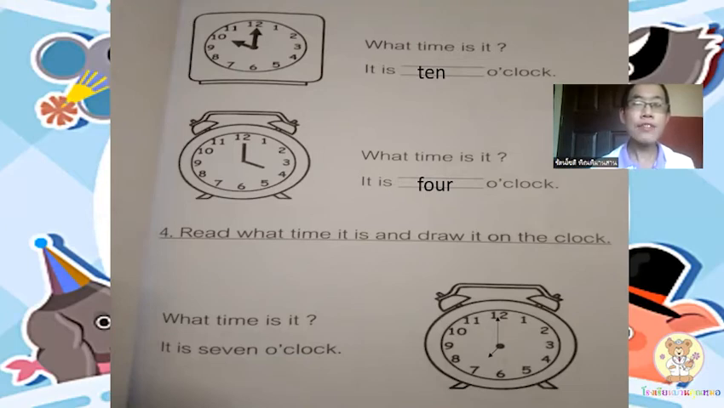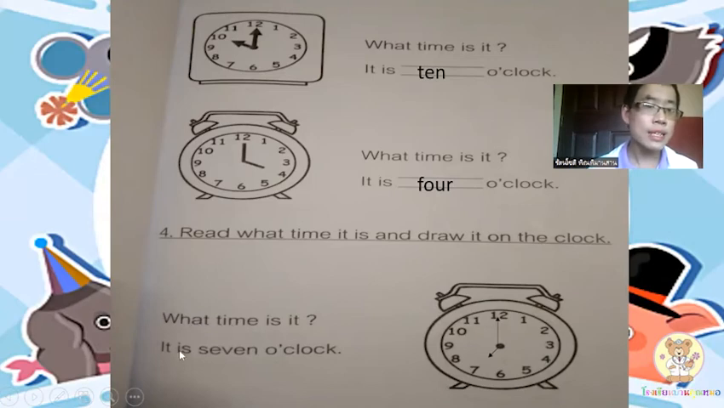Okay, everybody, after we finish doing this exercise, we're going to do more exercise. Exercise number 4. Read what time it is and draw it on the clock. So you need to draw. You need to draw the shorthand and the longhand on the clock. So you need to read the answer first.